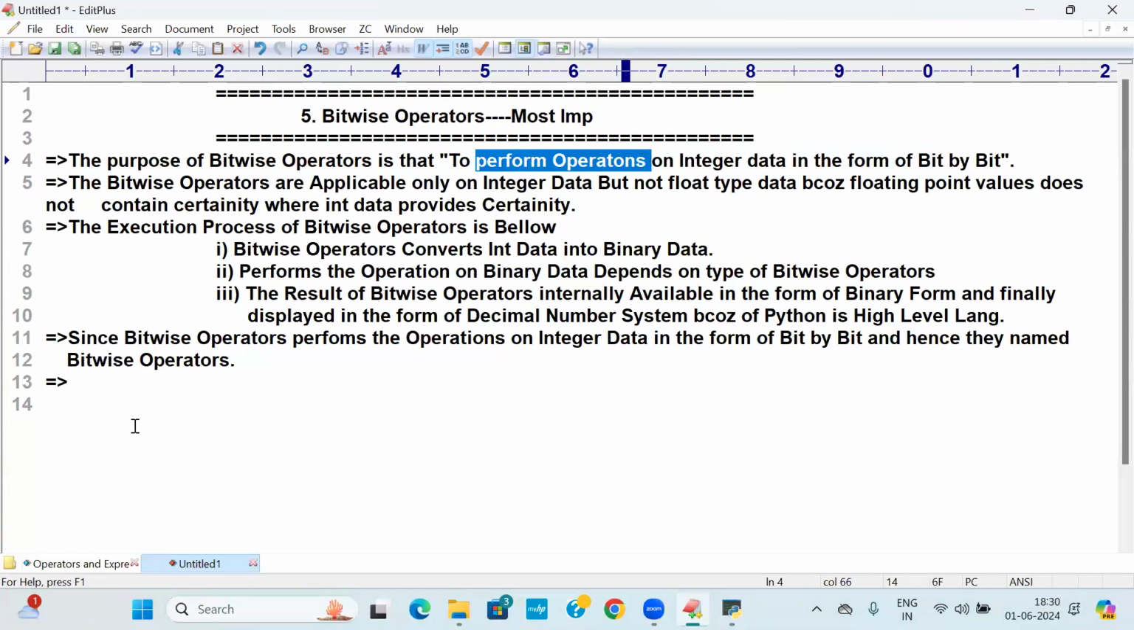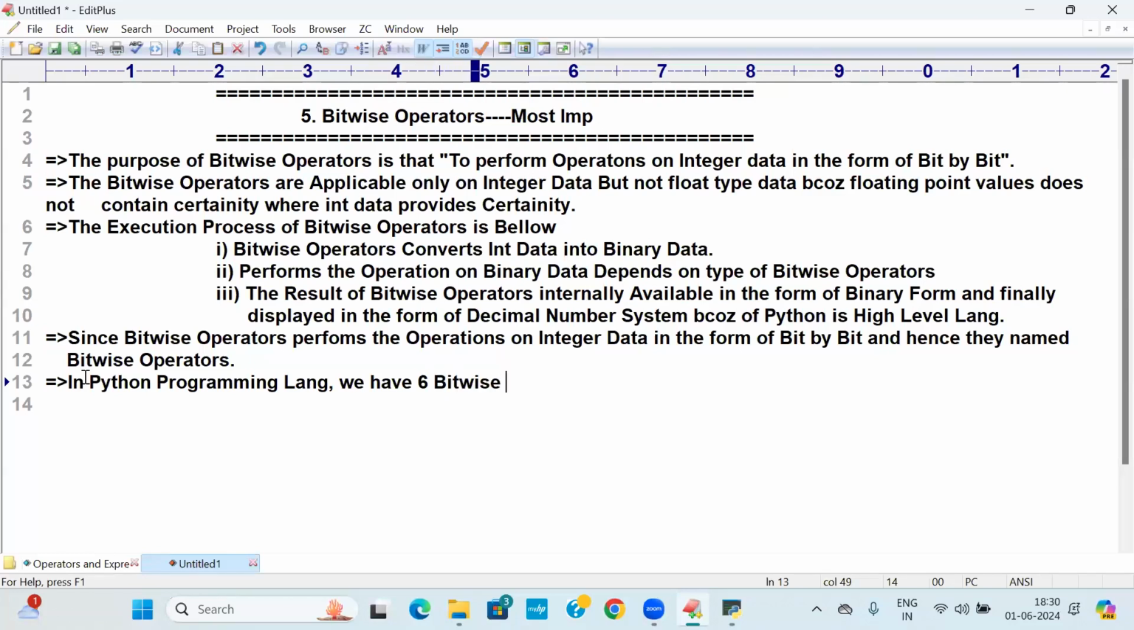But just remember, in Python programming, we have six bitwise operators. They are given in the following table.